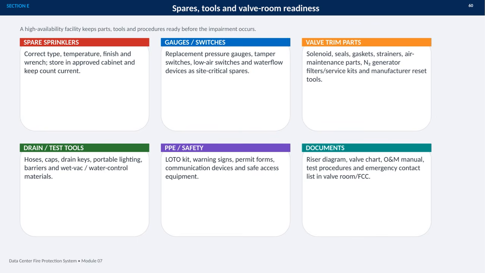Drain and testing work requires hoses, caps, drain keys, portable lighting, barriers, and materials for controlling or recovering water. Safety readiness includes lockout/tagout equipment, warning signs, permits, communications, and safe access equipment. Finally, the documentation must be accessible where the work occurs. Keep the riser diagram, valve chart, operating manuals, test procedures, and emergency contacts in the valve room or fire command center, so technicians can act quickly and consistently.